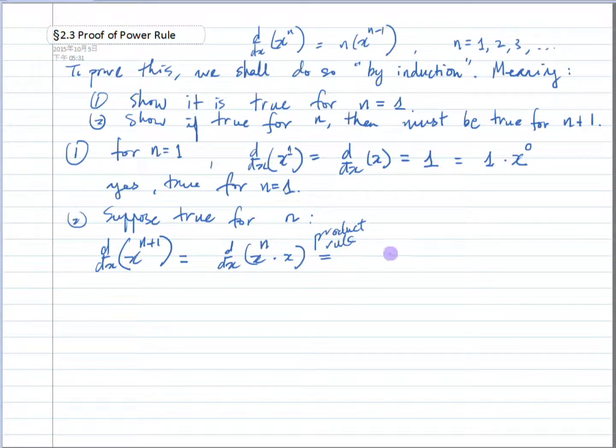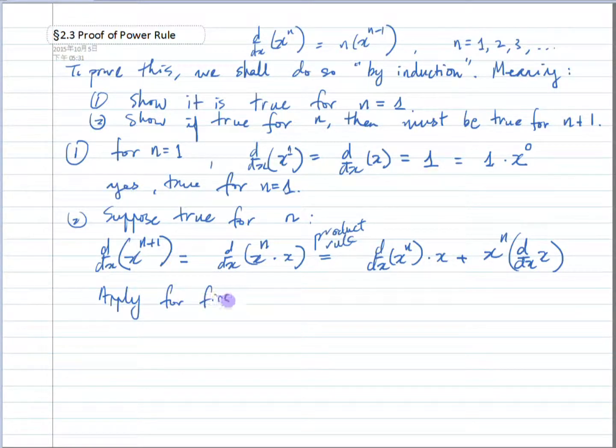The product rule says that this will be equal to the derivative of the first term, and that is the derivative of x to the power of n, times x, plus the first term times the derivative of the second term, and that is the derivative of x. Now, since it is true for n, we apply the assumption for the first term. This will give us n times x to the power of n minus 1 times x, plus the second term, which is x to the power of n times the derivative of x with respect to x, and that gives us 1.